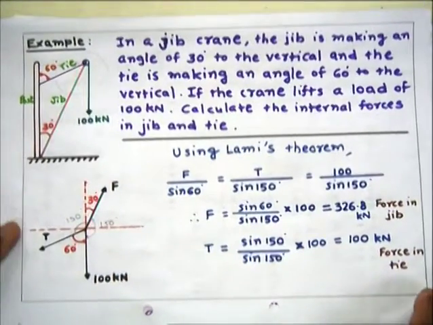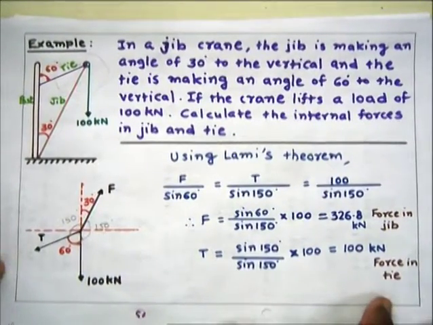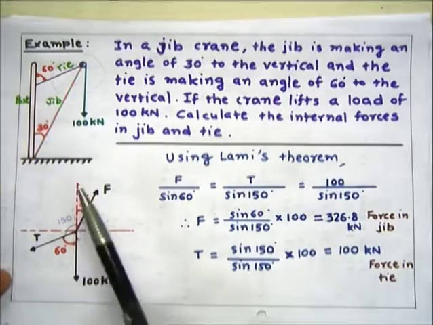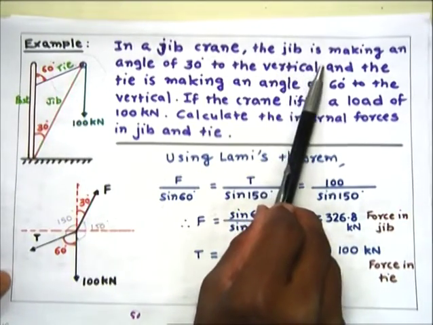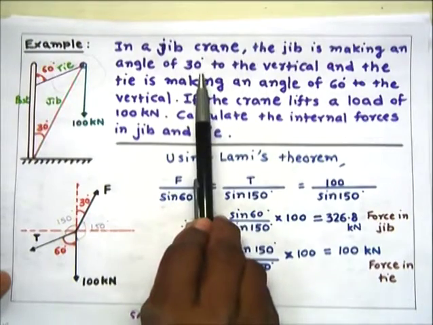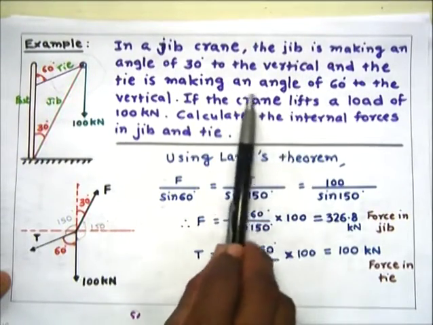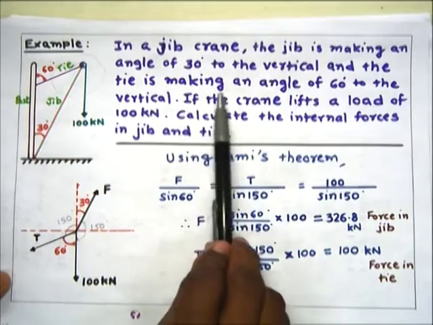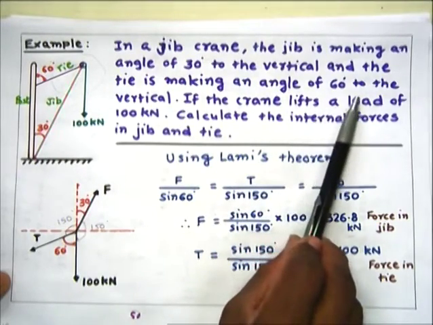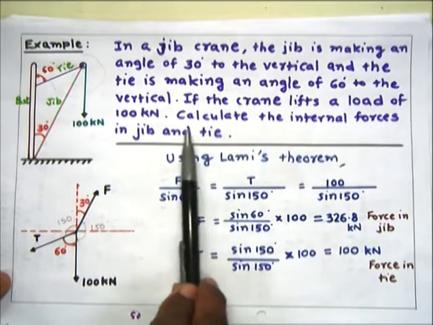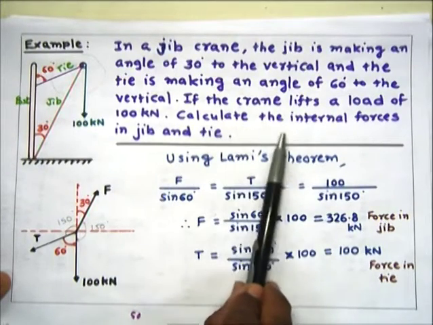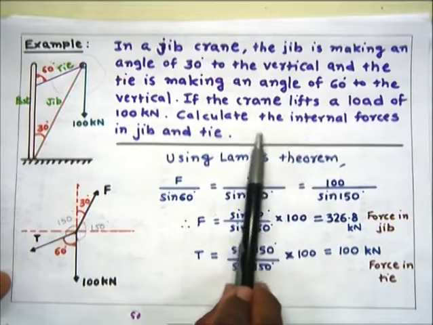Now here, this is the case of a Jib Crane. In a Jib Crane, the jib is making an angle of 30 degrees to the vertical, and the tie is making an angle of 60 degrees to the vertical. If the crane lifts a load of 100 kilonewton, calculate the internal forces in the jib and tie.